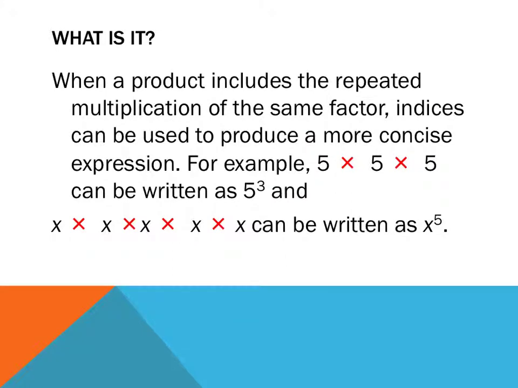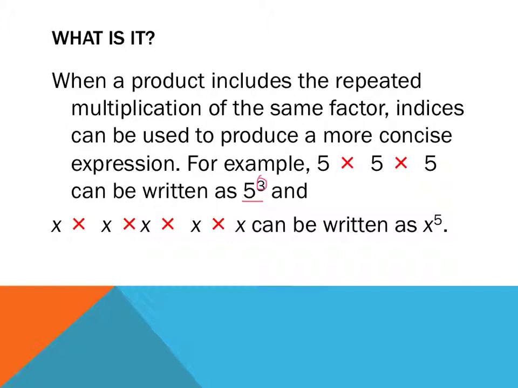You've already had a bit of a look at this, but in more specific detail, when a product includes the repeated multiplication of the same factor, so 5 times 5 times 5, or 9 times 9 times 9, if it's the same factor being repeated, indices can be used instead to write it more simply. For example, 5 times 5 times 5 can be written as 5 to the power of 3. This 3 is the indice. It's called an indice, okay? And we are able to write things in indices to express them more simply.